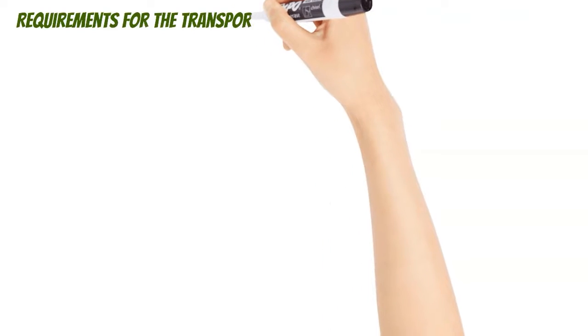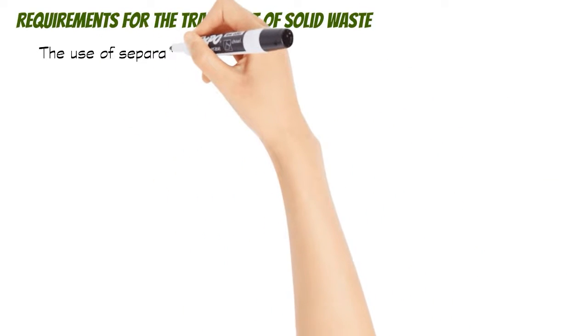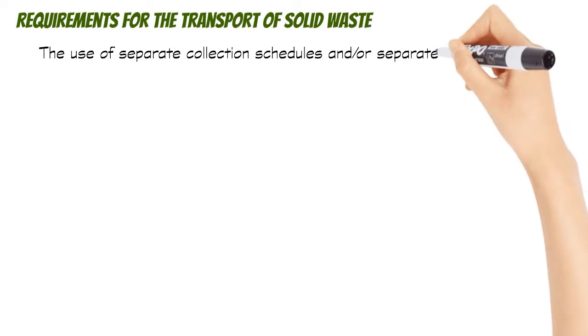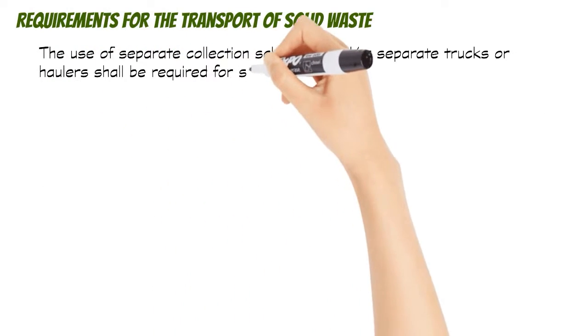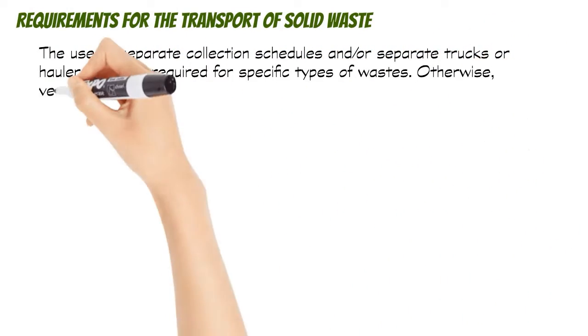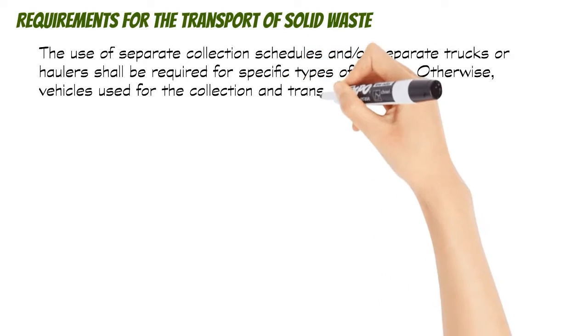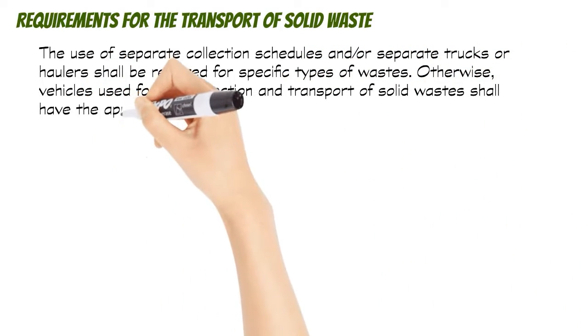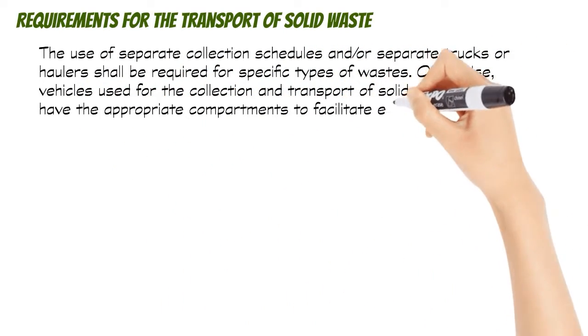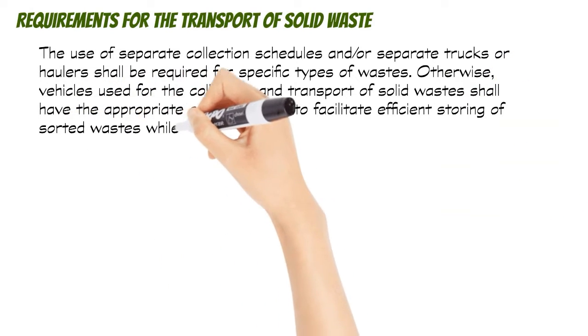Requirements for the transport of solid waste. The use of separate collection schedules and/or separate trucks or haulers shall be required for specific types of wastes. Otherwise, vehicles used for the collection and transport of solid waste shall have the appropriate compartments to facilitate efficient storing of sorted wastes while in transit.